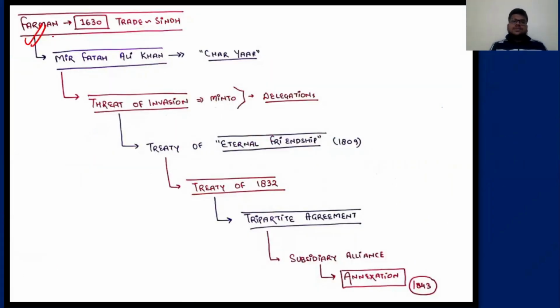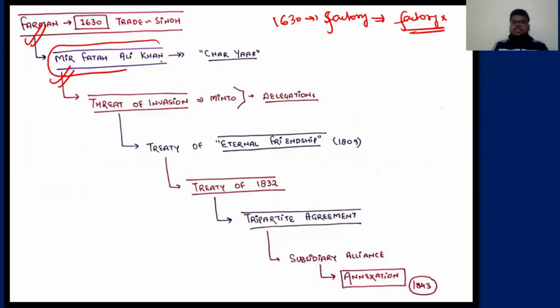So the story starts with the British getting a farman in 1630 that, okay, go ahead and start your factory there. But finally, after some time, that factory had to be closed because some Amir said, no, we cannot allow you there. Then Fatah Ali Khan establishes the Char Yar, the 4 friends, and they divided the Sindh kingdom into these 4 Amirs. Right.